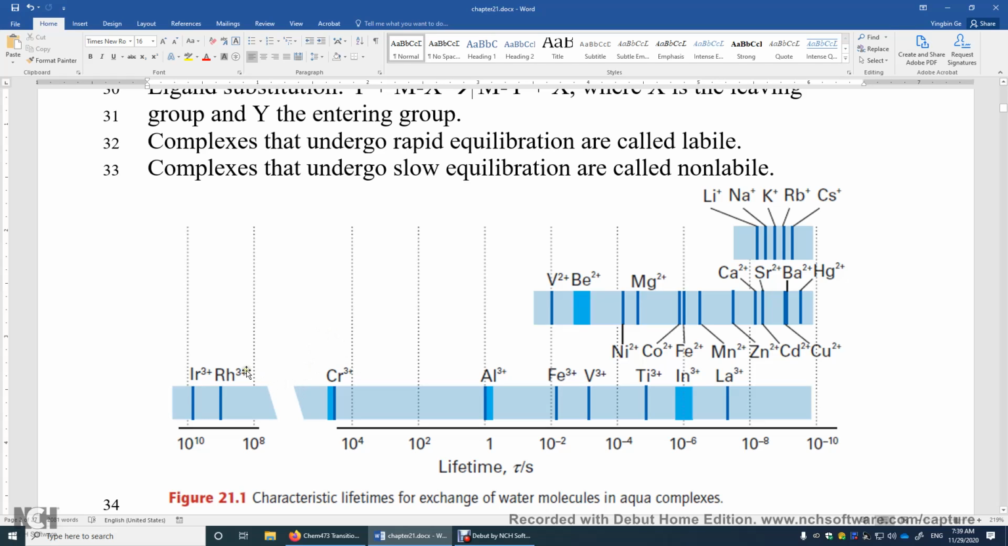And now let's look at rhodium 3 plus. Let's look at iridium 3 plus. This is a 4d transition metal. This is a 5d transition metal. We have learned that 4d and 5d orbitals are much more diffuse than the 3d orbitals. 4d and 5d orbitals can overlap with the orbitals on the ligands, and that makes delta O really large in the octahedral complex of those 4d and 5d transition metals.